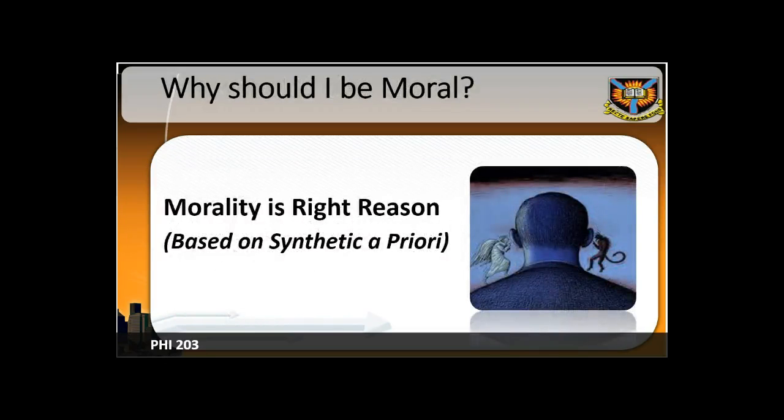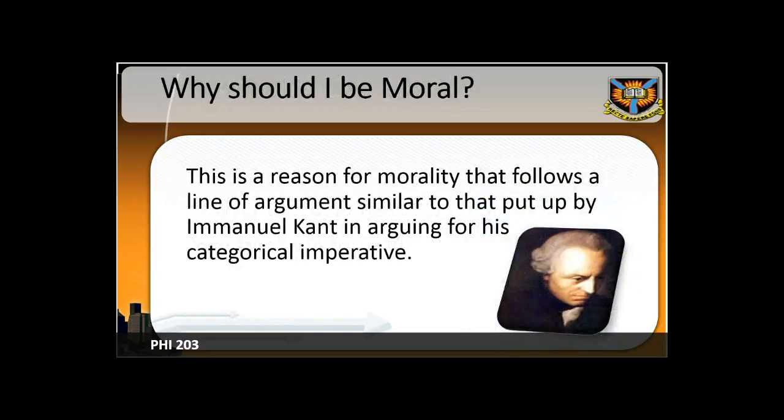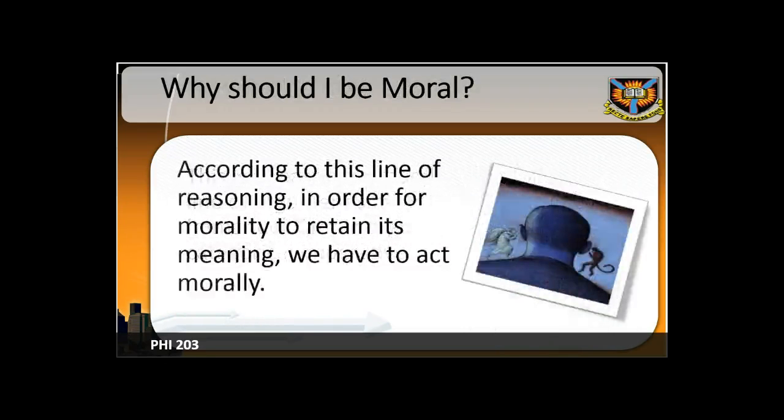Morality is right reason, that is, based on synthetic a priori. This is a reason for morality that follows a line of argument similar to that put up by Immanuel Kant in arguing for his categorical imperative. According to this line of reason, in order for morality to retain its meaning, we have to act morally. What this means is that if we keep acting against standards of good moral conduct, morality will soon lose its meaning. An implication of this is that at this point, it will become self-contradictory to use the word morality. This is because nobody will take anybody seriously again whenever the word is used.